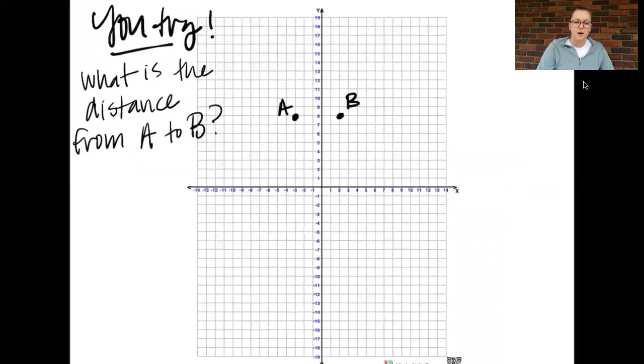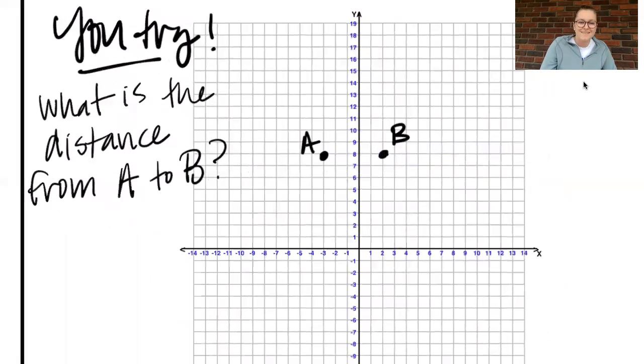I want you to pause your video, and I'll zoom in a little. What's the distance from A to B? You can use either method. If you're finished, hopefully you see that it is 1, 2, 3, 4, 5. 5 units from counting.